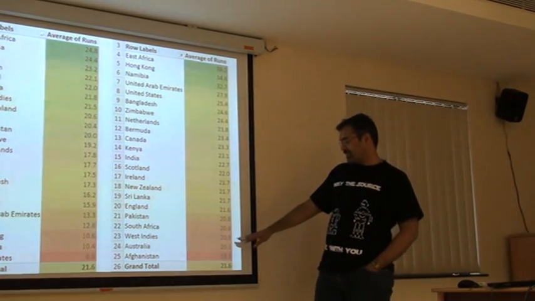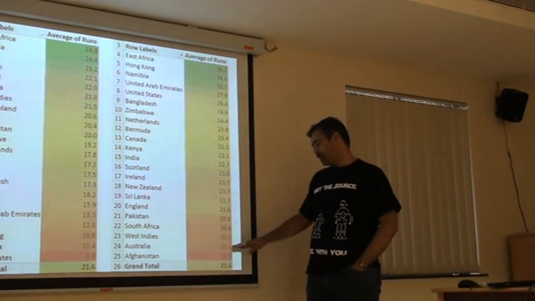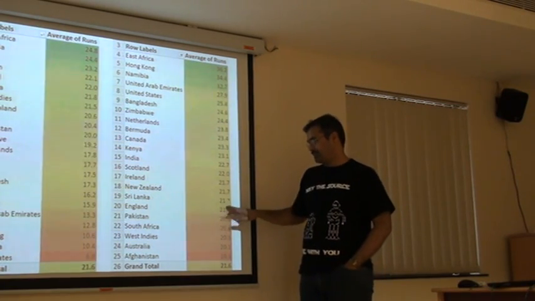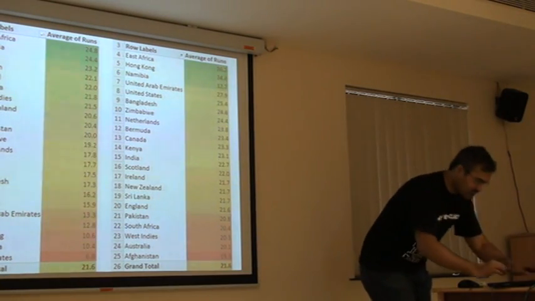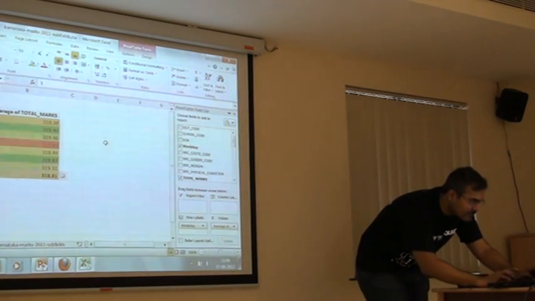But the usual suspects are right there. Australia, very tough to score against. West Indies, South Africa, Pakistan, England. India's not quite in the same league. So let's do this analysis.